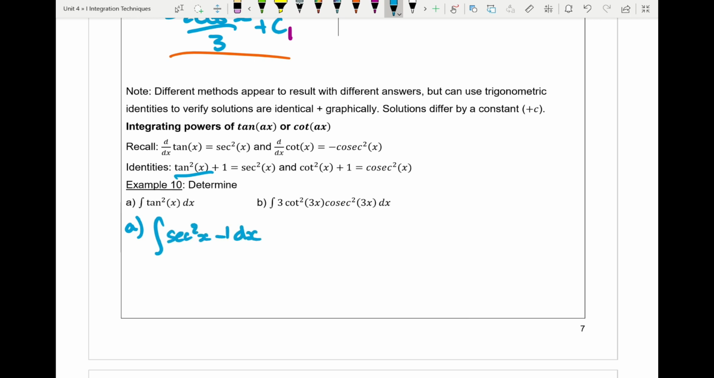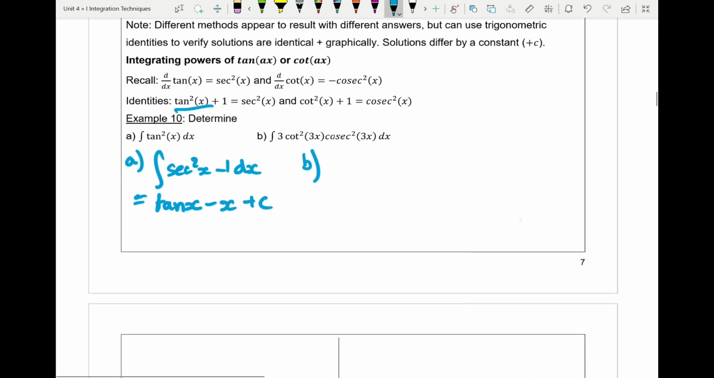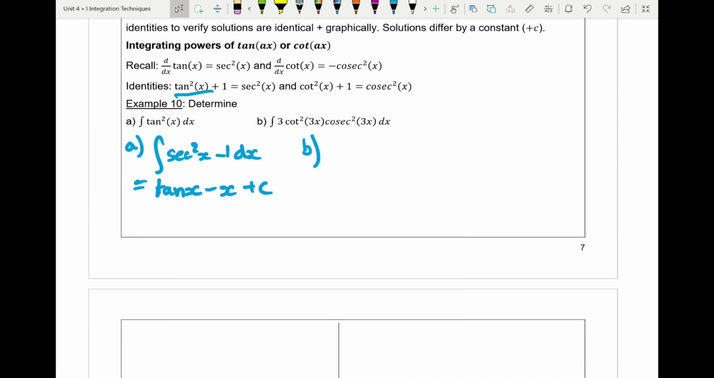And why is that more useful to us? Well, we know the integral of secant squared of x is just tan of x, and we know that the integral of 1 is just x. So this becomes tan x, take x plus c. So nice and neat solution to that one. B is going to require a little bit more work. In fact, I'm going to start it on the next page. So let's rewrite it.